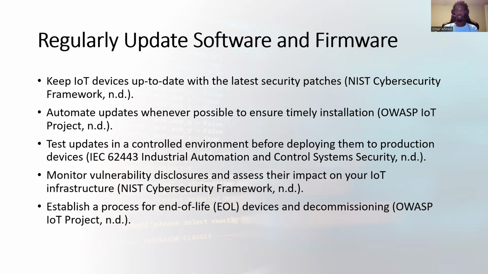Before deploying updates to production devices, test them in a controlled environment to identify and address potential issues. Monitor vulnerability disclosures and assets, assess their impact on your Internet of Things infrastructure, prioritizing updates based on risk. Lastly, establish a process for end-of-life devices and decommissioning to prevent the use of unsupported and vulnerable hardware.